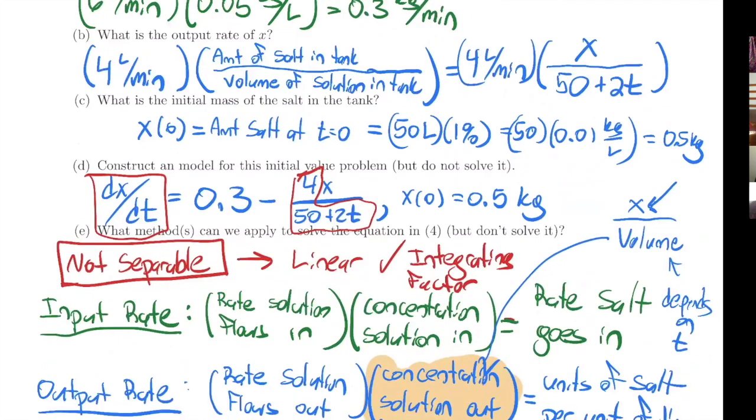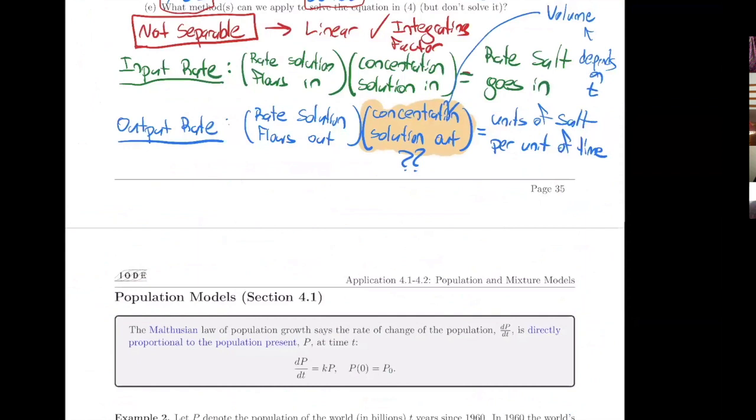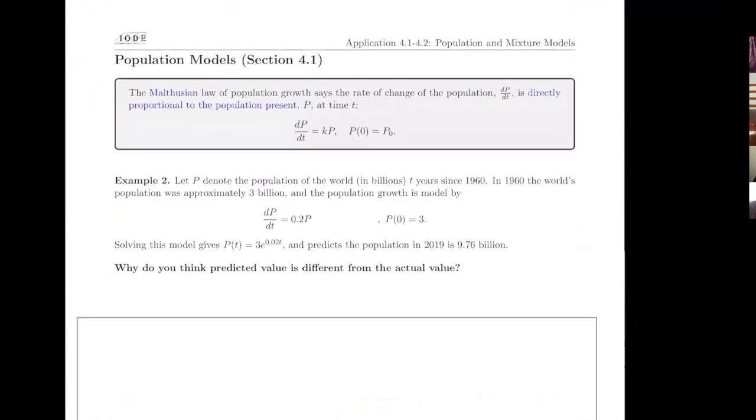Okay, so any questions about how we set up this model for the tank? Okay, so then let's move on and check out some population models that we've been working with and see how we can refine these.